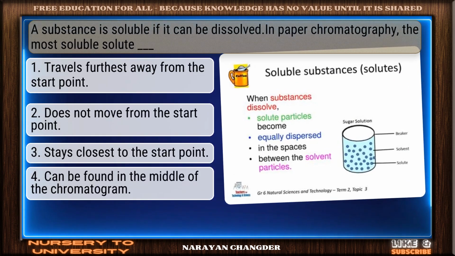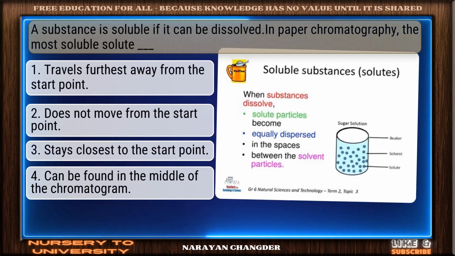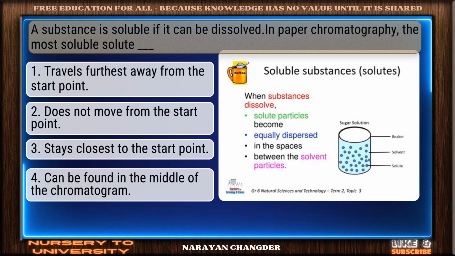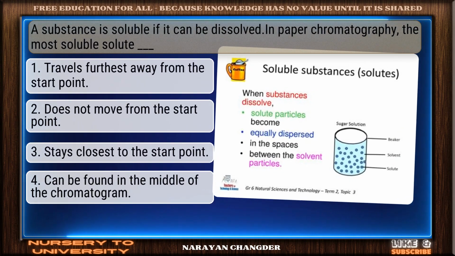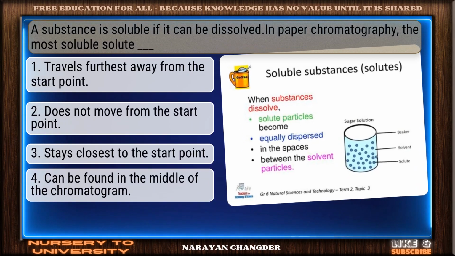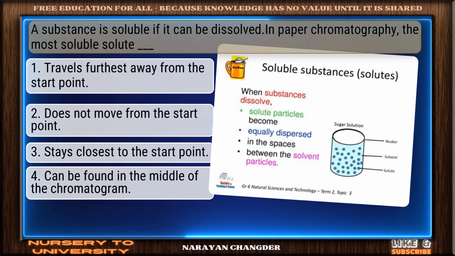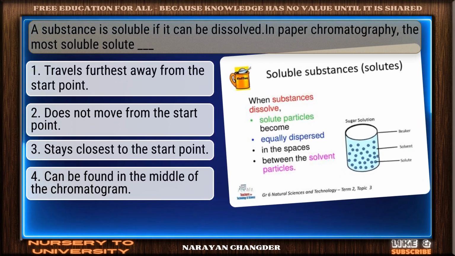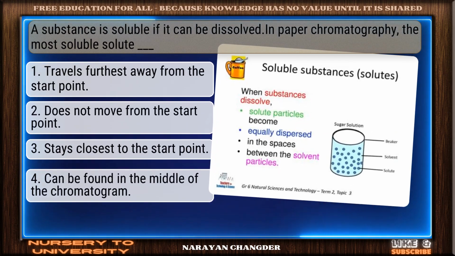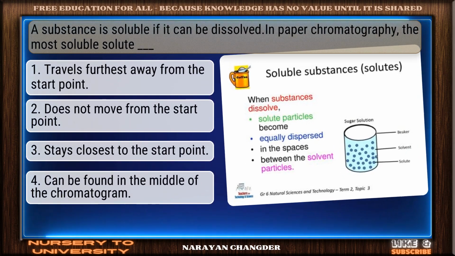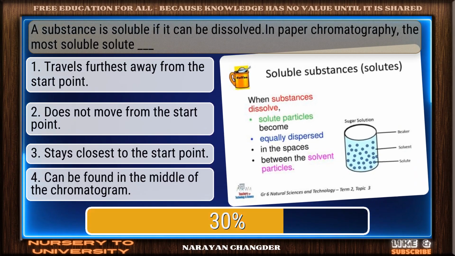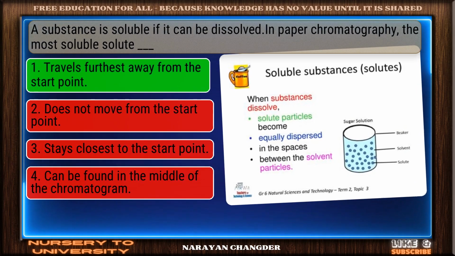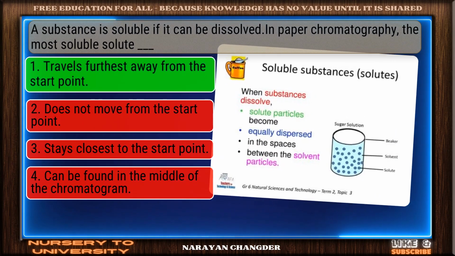A substance is soluble if it can be dissolved. In paper chromatography, the most soluble solute: Option 1. Travels furthest away from the start point. Option 2. Does not move from the start point. Option 3. Stays closest to the start point. Option 4. Can be found in the middle of the chromatogram. Travels furthest away from the start point.